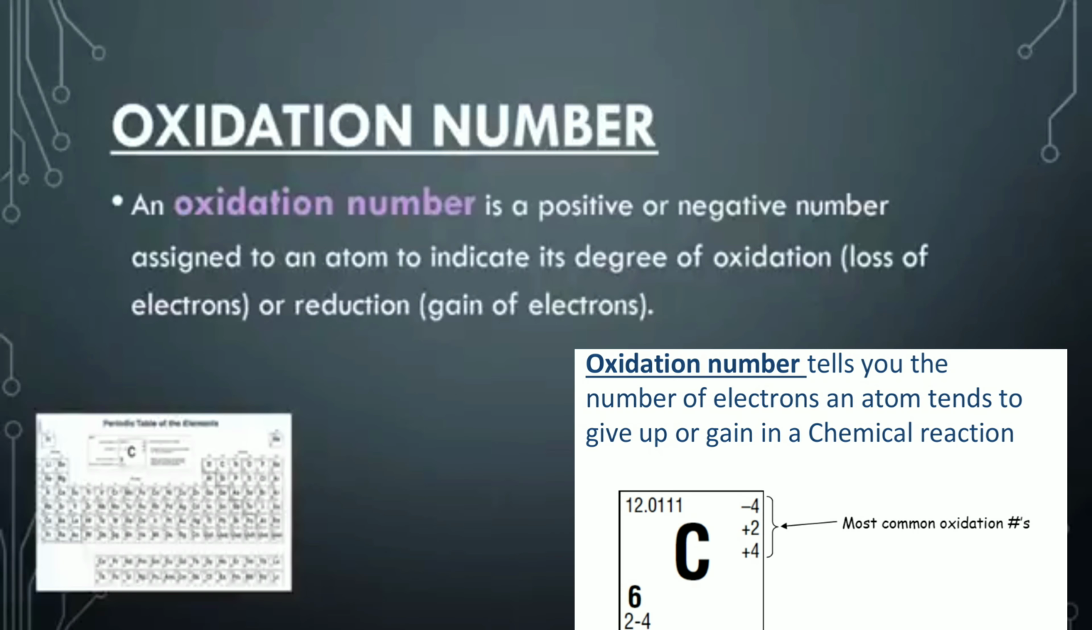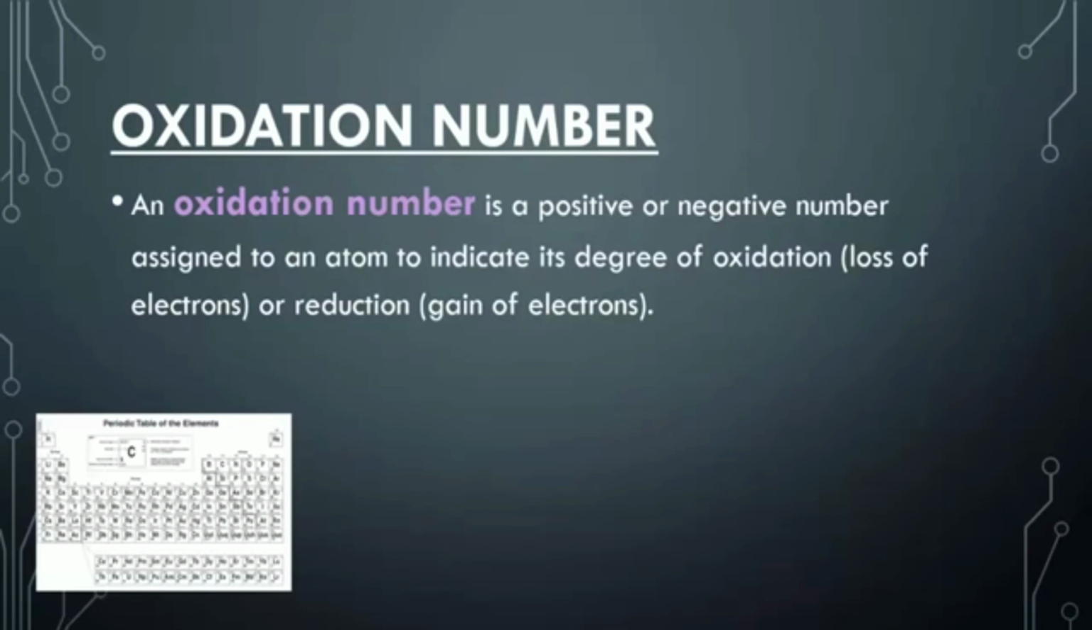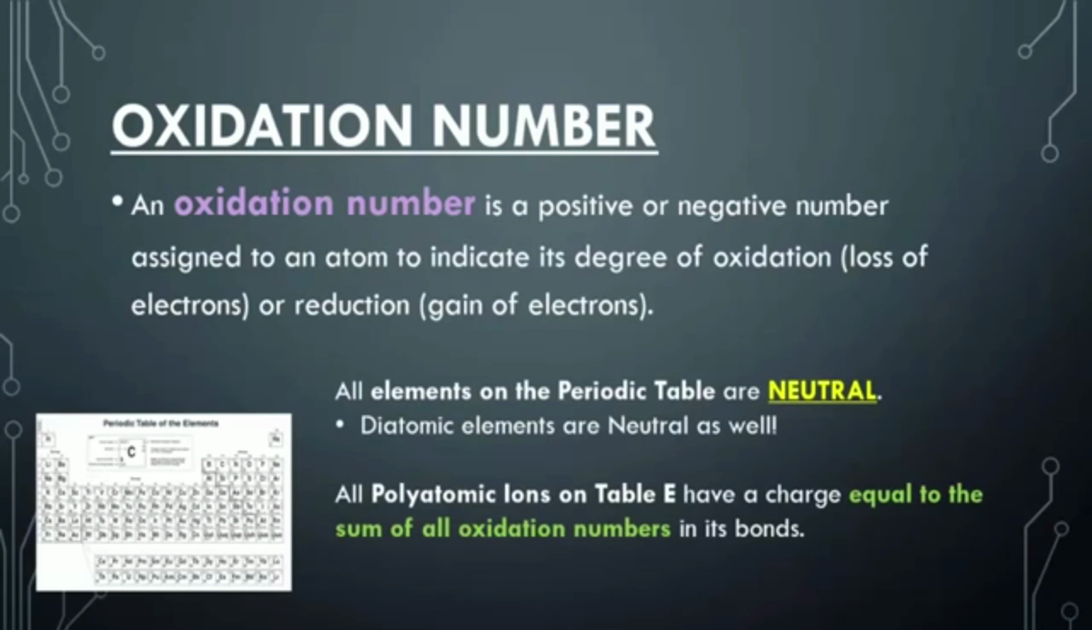An oxidation number is a positive or negative number that is assigned to an atom to indicate the degree of oxidation, loss of electrons, or reduction, gain of electrons. Remember that on the periodic table, all elements are neutral, or they have no charge. We will also be working with polyatomic ions, which are a group of ions bonded together that have one single charge. The polyatomic ions that we will use in this class are listed on reference table E, so no need to memorize.